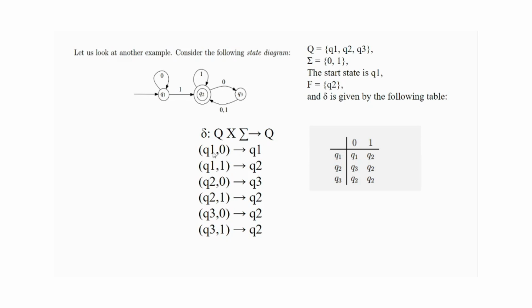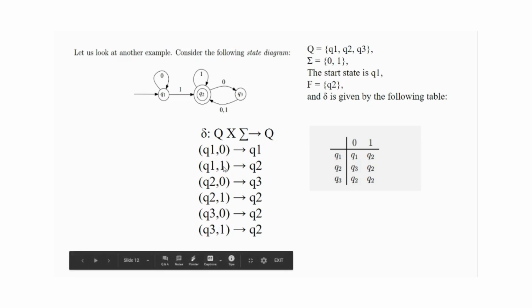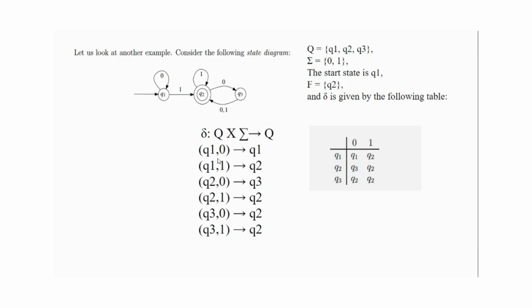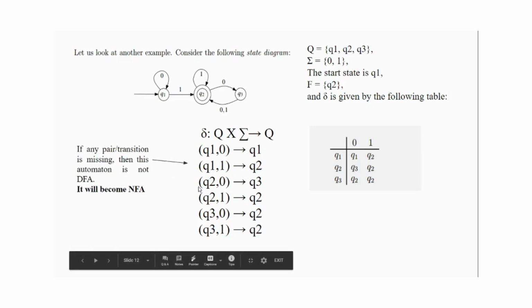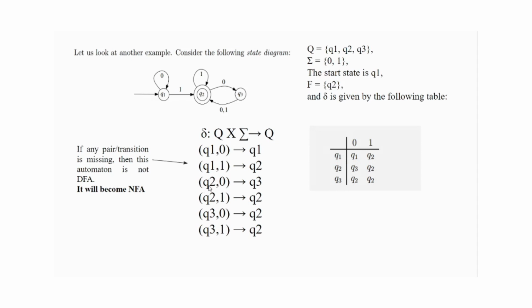Look at this case. q1, then we have q2, then we have q3, and for every state we have two possible inputs, either 0 or 1. That's why two combinations. q1 either 0 or 1, q2 either 0 or 1, similarly q3 either 0 or 1. So for every combination or every pair, there is exactly one state. So if any pair is missing or any transition is missing, then this is not a deterministic finite automaton. This could be a non-deterministic finite automaton.